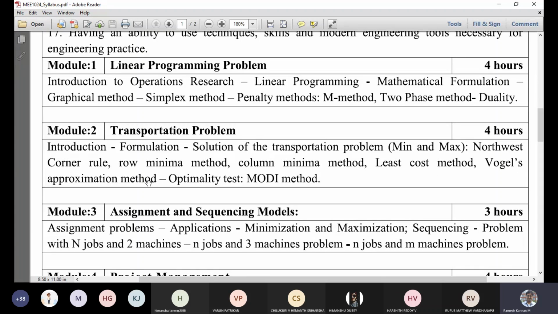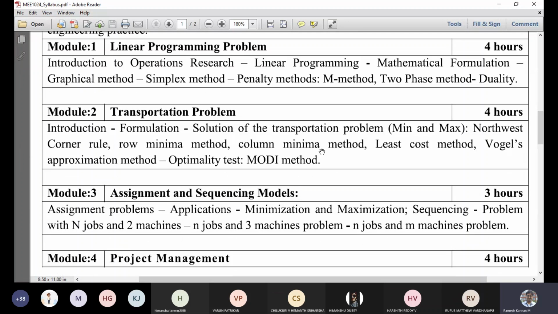Whereas Vogel's approximation method and for optimality, that's MODI. MODI doesn't mean a name, it is the modified distribution method. So that's what is meant by the MODI method. And some people call this the UV method, small u hyphen small v method, as well. So we'll talk about that a little later. So understand these are the different methods in the transportation problem.